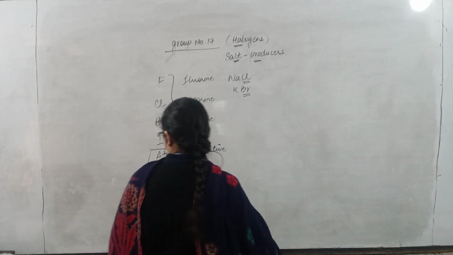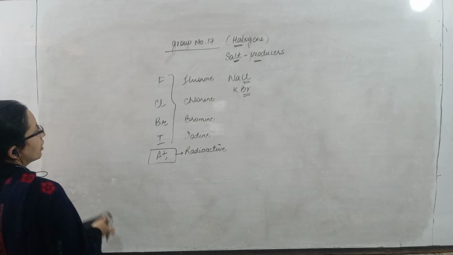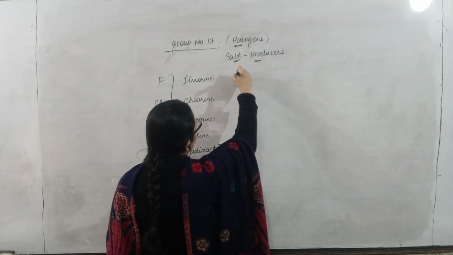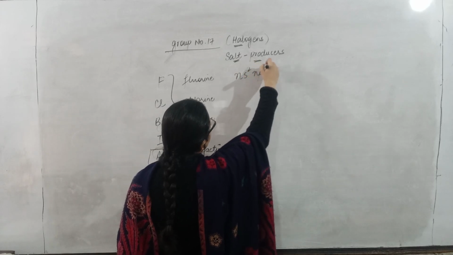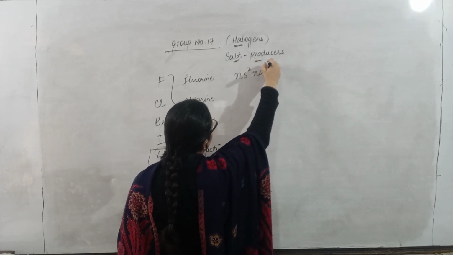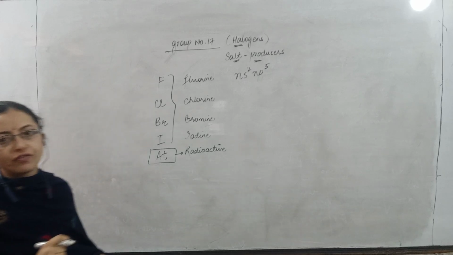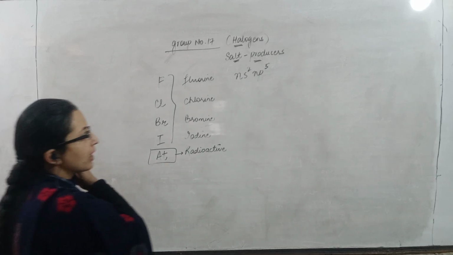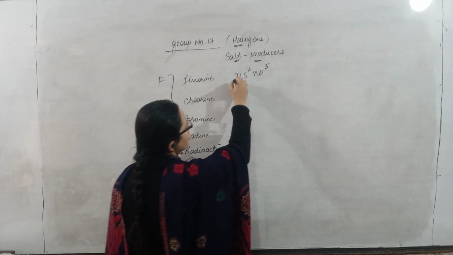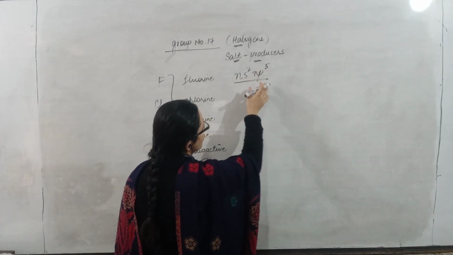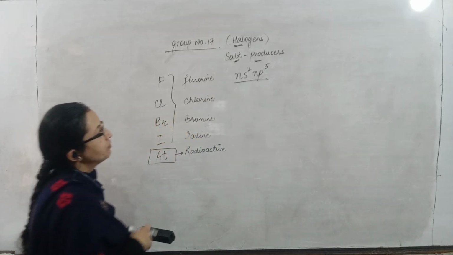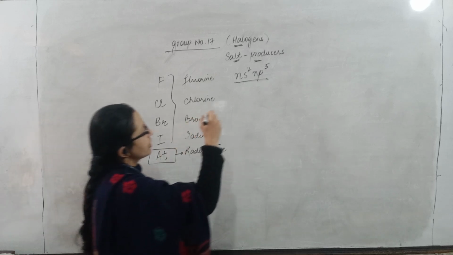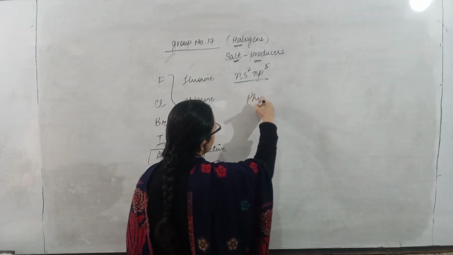Now what is specific about the halogens is that their general outer shell configuration is ns2np5. So only one electron less than the noble gas configuration. They have a very high tendency of gaining one electron, because by gaining one electron, they acquire the noble gas configuration. Right? Now let's study the physical properties.